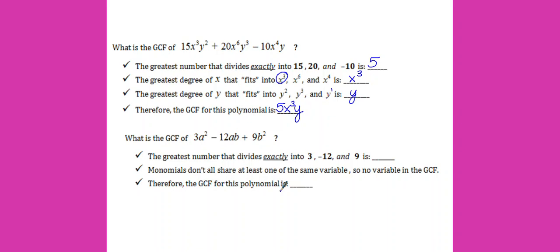What is the GCF of 3a squared minus 12ab plus 9b squared? Well, what's the greatest number that divides exactly into 3, negative 12, and 9? That would be 3. Since the monomials don't share a variable with all of them, so like this one has a, this has a and b, this one has b, there's nothing that all 3 of them have. The GCF is just 3.